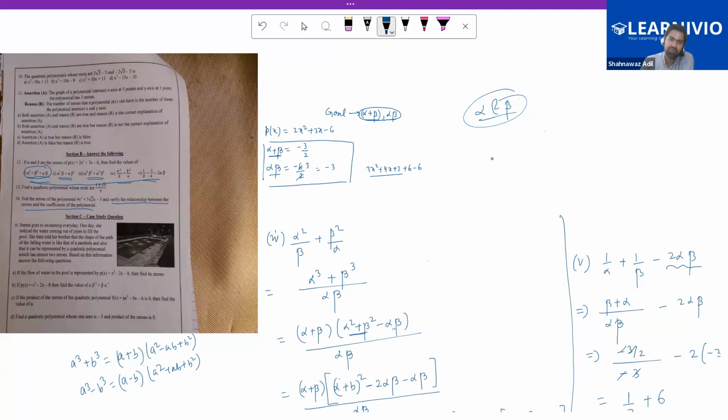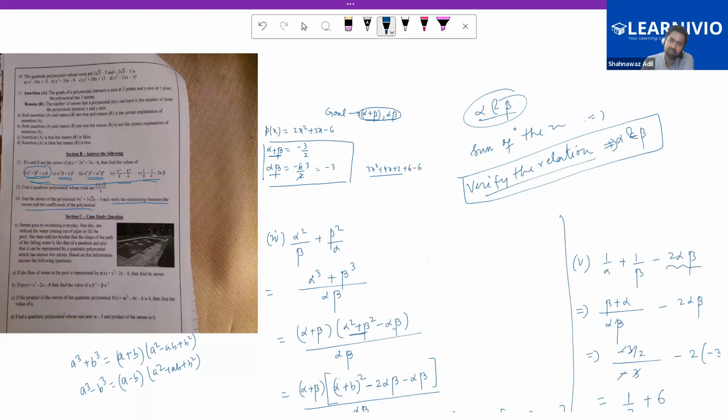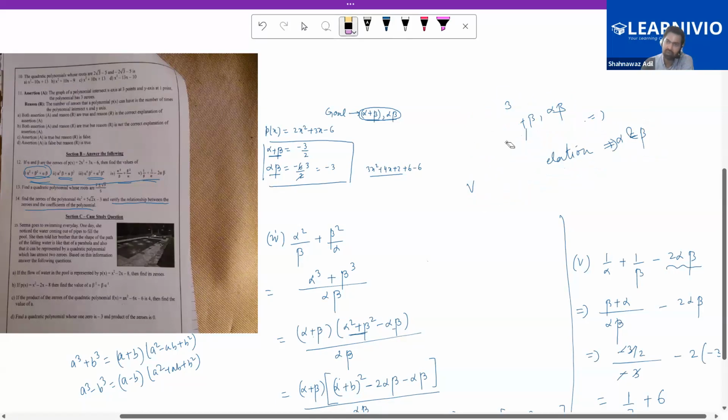Okay, so whenever they give you that the sum of the zeros is something like this, then you find the sum and product of the zeros. Whenever they say verify the relation, then in this case you solve for alpha and beta, right? Only in this case. Otherwise, in every other case, you have to use alpha plus beta and alpha beta. Clear? Yes, sir. Did you note down all these portions?